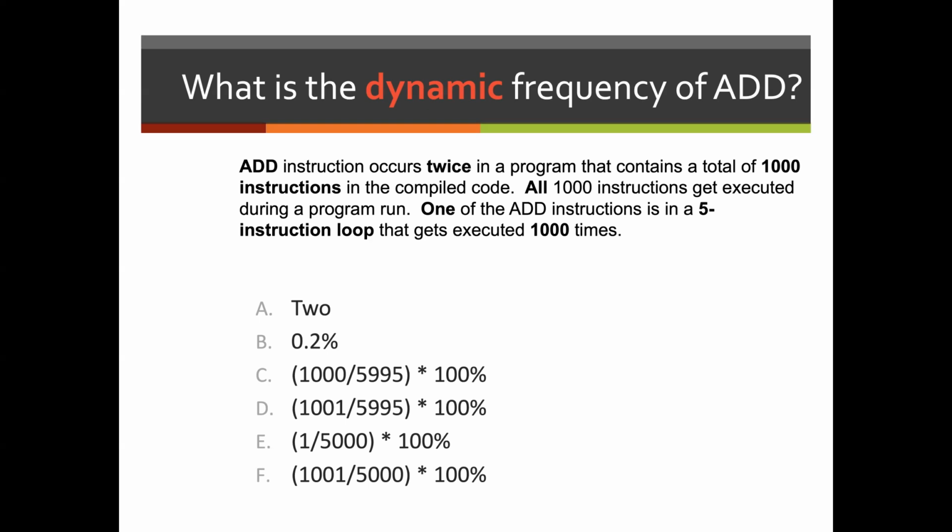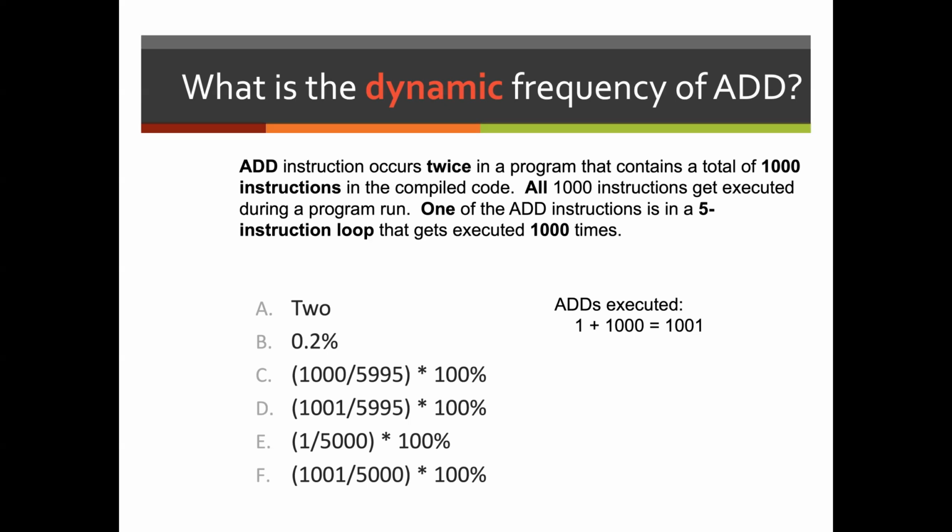It says it's a 5-instruction loop, but we don't worry about the other 4 instructions that are present. So we'll have 1,000 plus 1, which means we have 1,001 total adds that are executed.